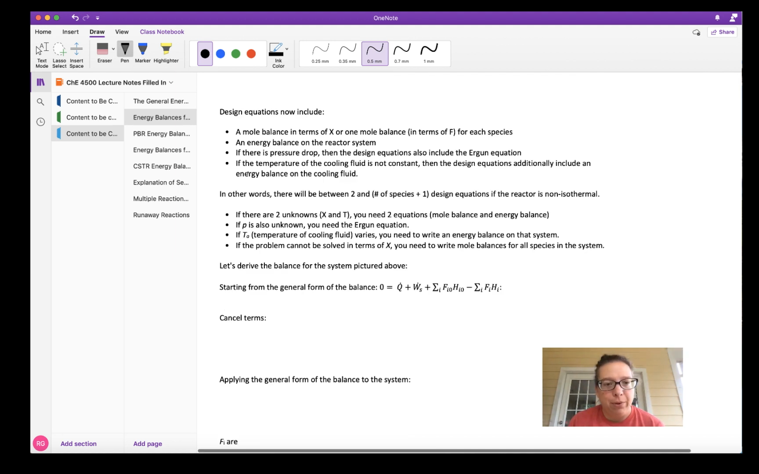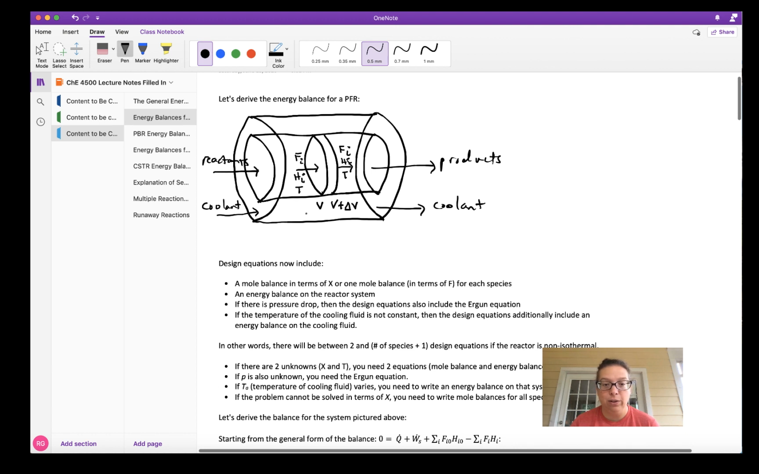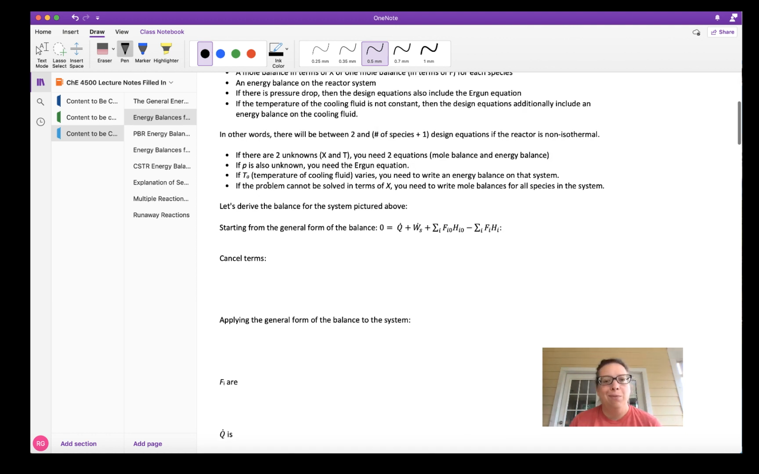So what we want to do is come up with a set of design equations, just like we did in the isothermal case. When we had the isothermal case, the design equations constituted a mole balance, and if there was pressure drop, then the Ergun equation. If we have a non-isothermal system, then we're going to have a mole balance and an energy balance. If there's pressure drop, we'll have an Ergun equation. And if the temperature of the cooling fluid is not constant, then we'll additionally have to write a balance on the cooling fluid. So if we can write the mole balance in terms of X, then we would have two balances. The two balances form two equations that would allow us to solve for two unknowns, X and T.